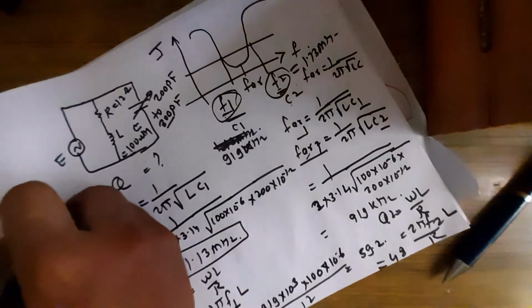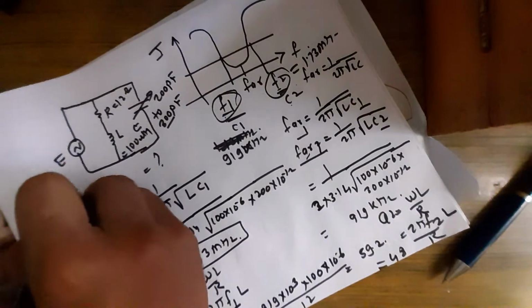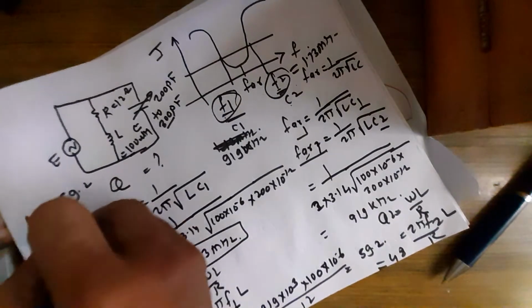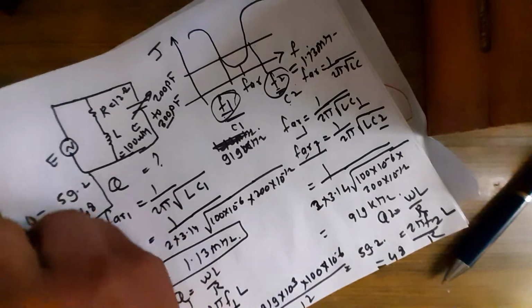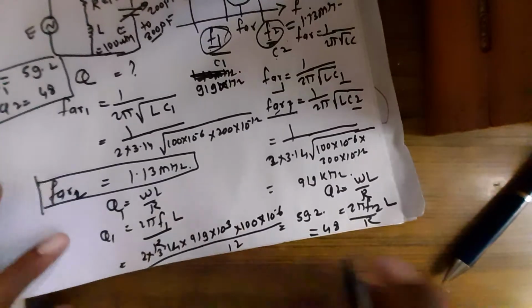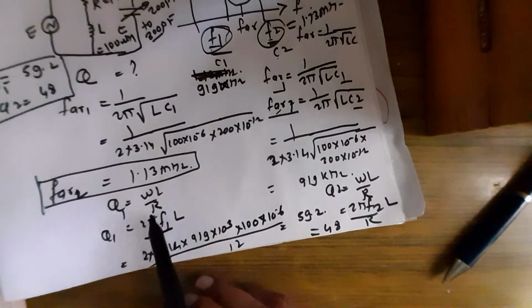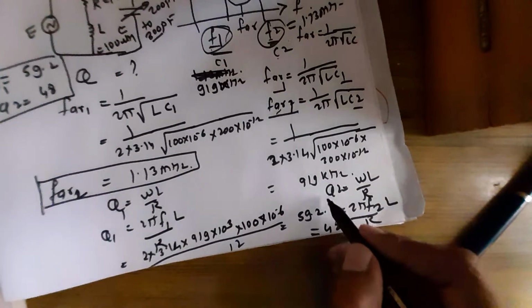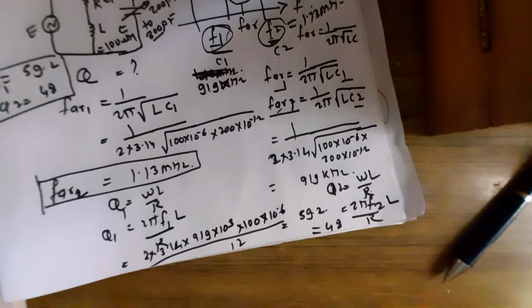So Q1 equal to 59.2, Q2 equal to what? 48. Just put this, the value of Q1 as it is. So again I will explain it. Q2 equal to what? Omega L divided by R is there. Omega L is what? 2 pi f L, L divided by R is there. Okay, so in this way we will see what is a parallel resonance circuit.